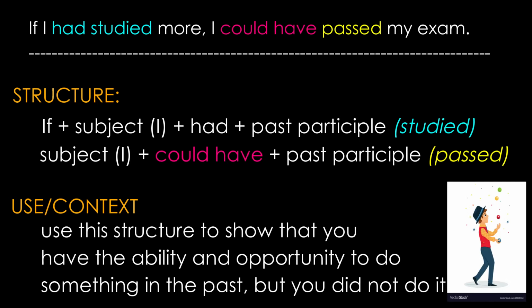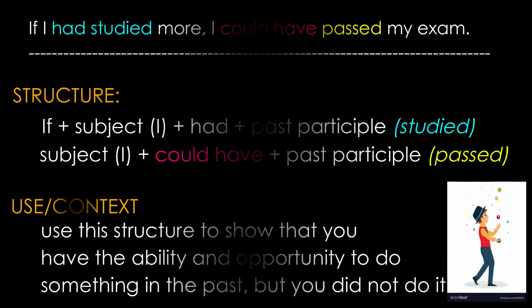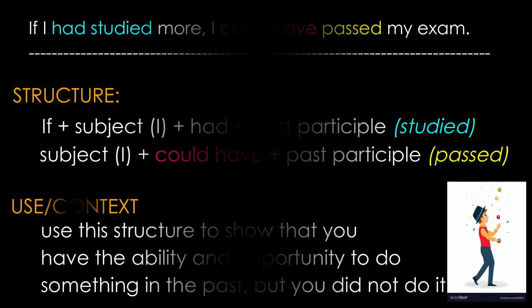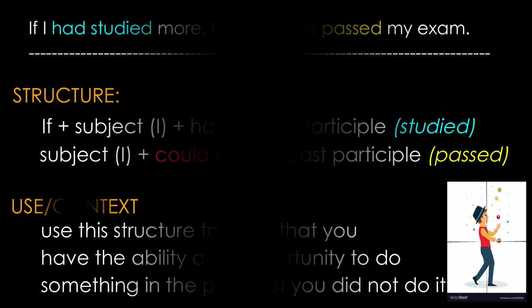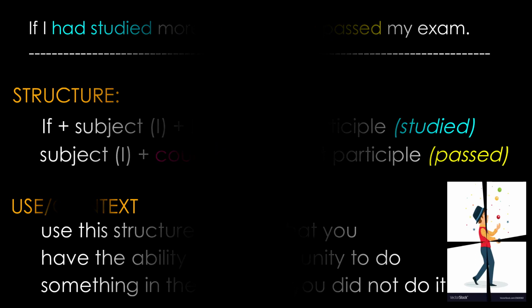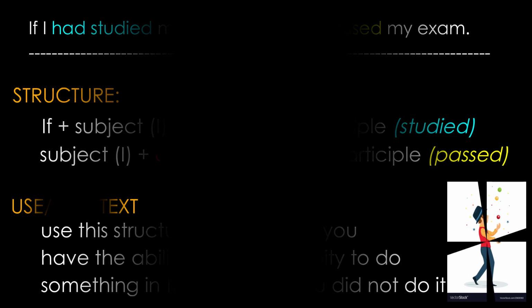Now let's take a look at the use and context of this structure. Use this structure to show that you have the ability and opportunity to do something in the past, but you did not do it. The keywords are ability, opportunity, in the past. I hope it's clear.